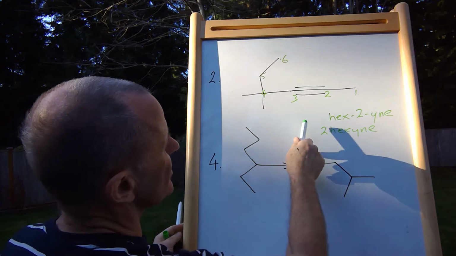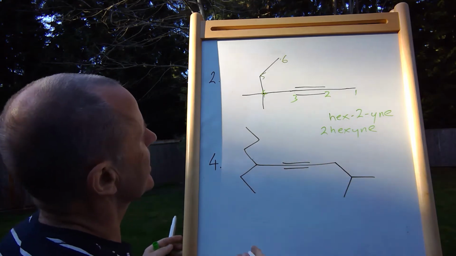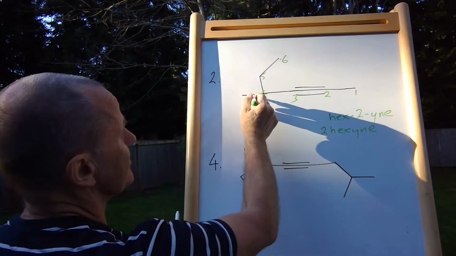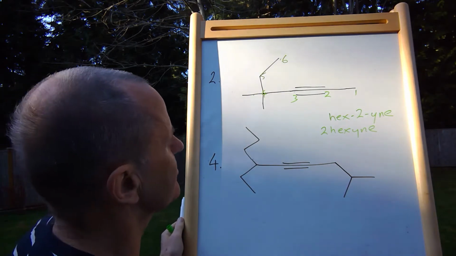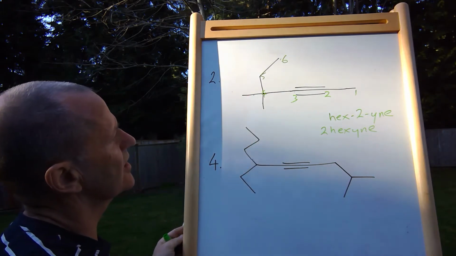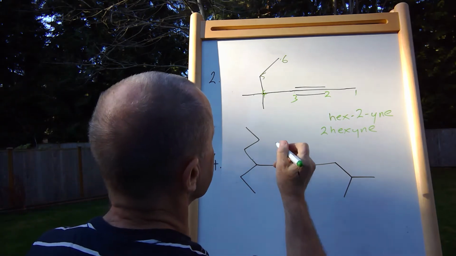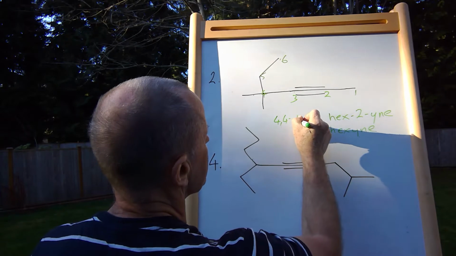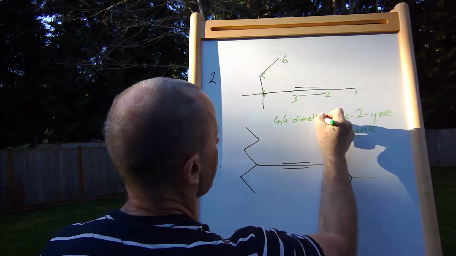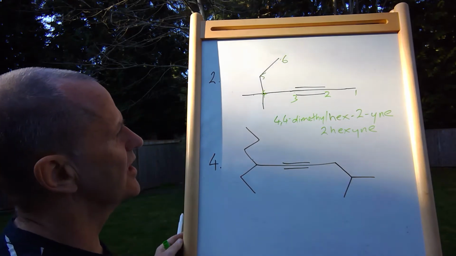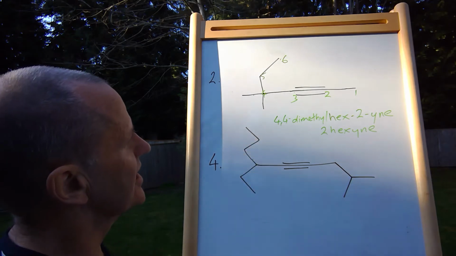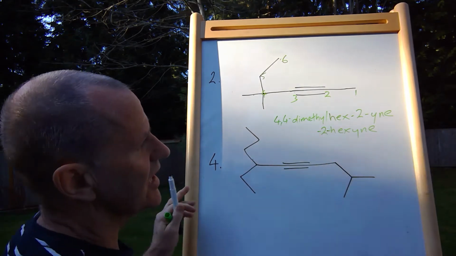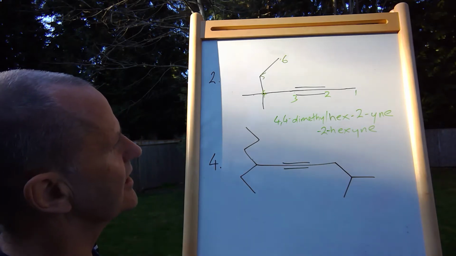So we've got hex-2-yne, and all we've got to do is take into account this, a methyl group, and this, another methyl group, both coming off the fourth carbon in the chain. And so it's 4,4-dimethyl hex-2-yne, or 4,4-dimethyl-2-hexyne, if you want to call it that. And you'd have a dash in front of the 2 there.